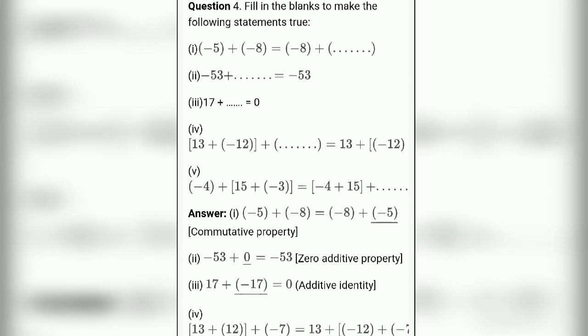Now in the second question, minus 53 plus blank is equal to minus 53. Here minus 53, here even minus 53. Both are the same, so we want the same answer. So here we need to put 0, because if we put 0, then our minus 53 remains minus 53. So here we need to put 0.